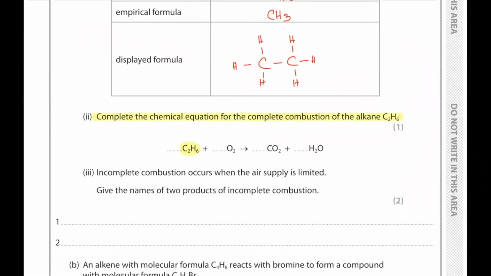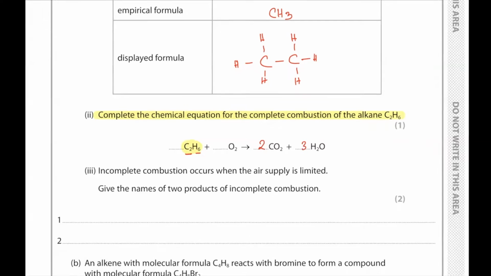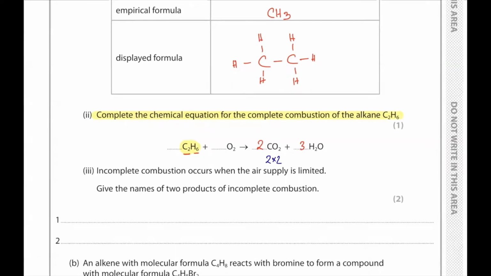So C2H6, when we burn it in presence of oxygen, first of all, we'll have to notice there are 2 carbons in this particular left hand side. We're going to mention 2 carbon on the other side. Then we have 6 hydrogen in the left hand side. We're going to write 3H2O. Then we're going to count the number of oxygen, 2 into 2. So 4 oxygen here and plus 3. So total 7 oxygen, which means 3.5. So 1, 3.5, 2, and 3.